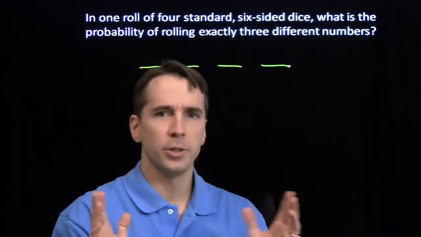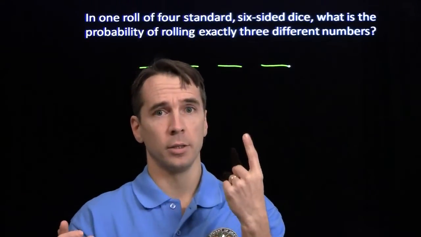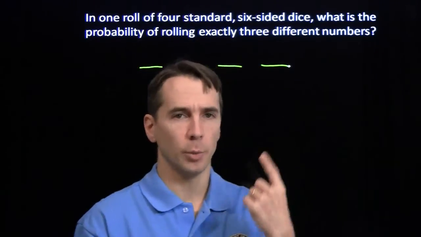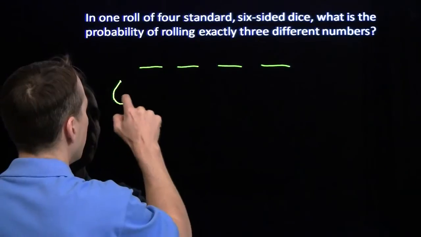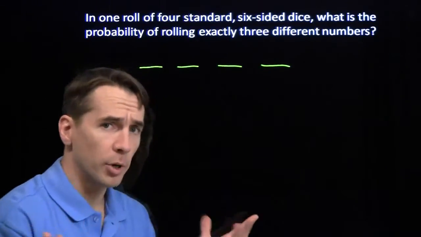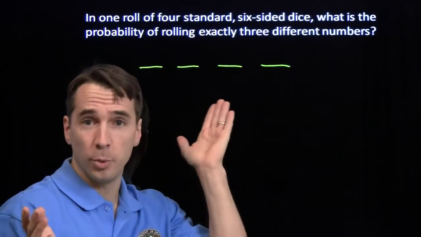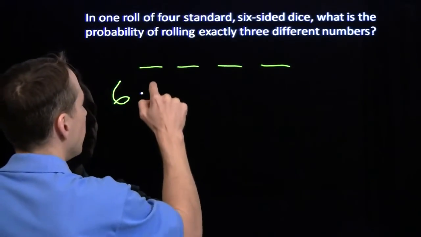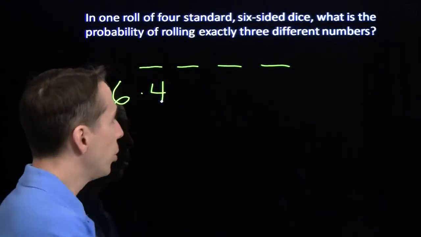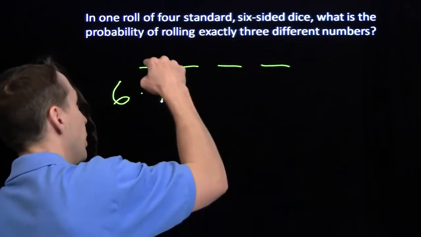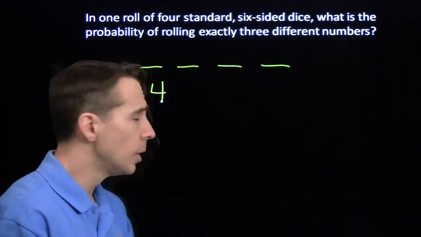Let's think about the 2 numbers that only show up once. So now the first number that only shows up once, well, I have 6 choices for that. 6 choices for whatever number it is that only shows up once, and I have 4 slots to put it in. So I can put that number in anywhere. So I can put 2 right there, or 3 right there, or 5 right there, or whatever.